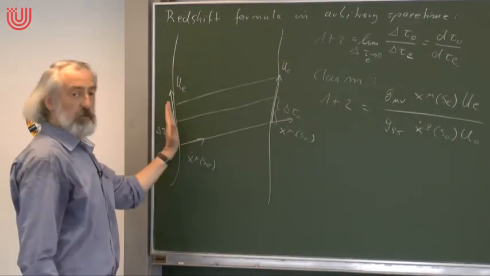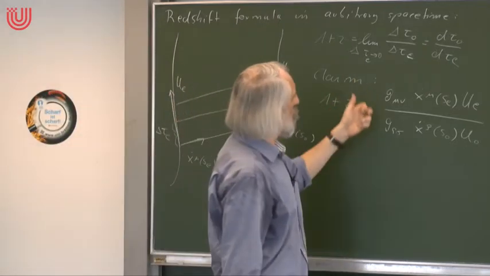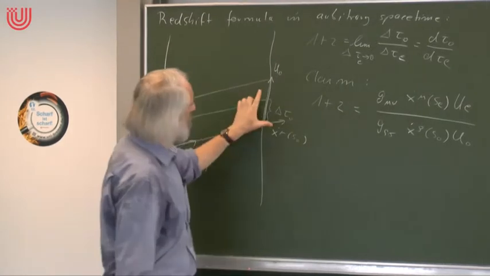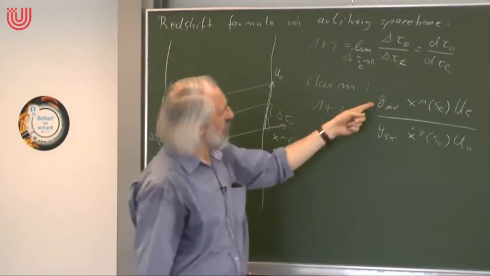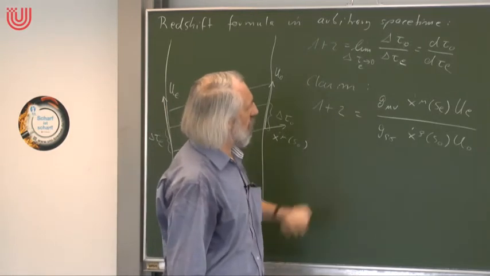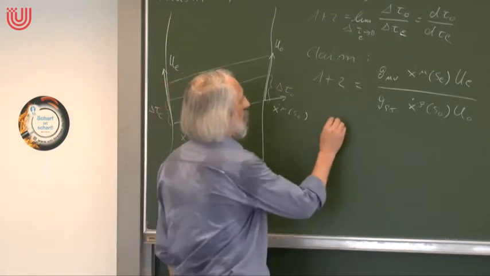This is a light-like vector, this is a time-like vector. And you do the same thing here. And the quotient of these, this can never be 0, right? A time-like vector can never be perpendicular to a light-like one. So this is not 0, this is not 0. Here's a well-defined quotient, and that's my claim that this is the redshift. How do we prove this?